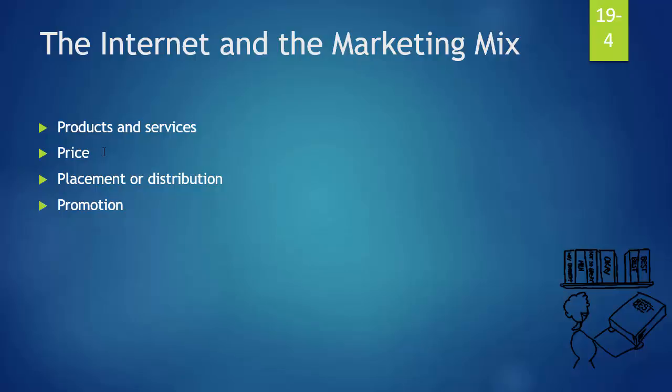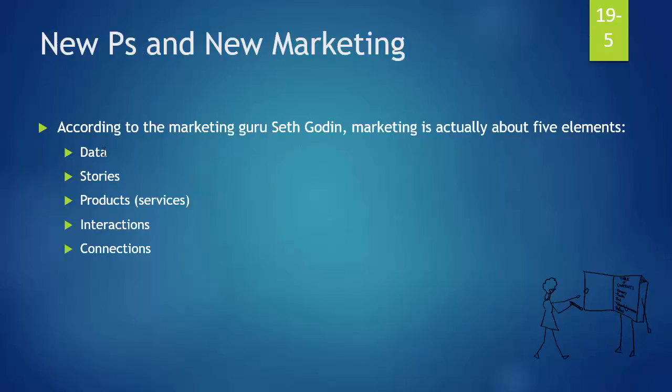But we have some new P's, if you will, and these represent the new things that we need to consider. One is data. The other is stories. Think about the stories as blogs or information that people are telling about your product or service. We have the actual product or service. Then we have the interactions between the business and the consumer. And then we have the connections that are being made. These are all the things that we've discussed in the previous chapters.